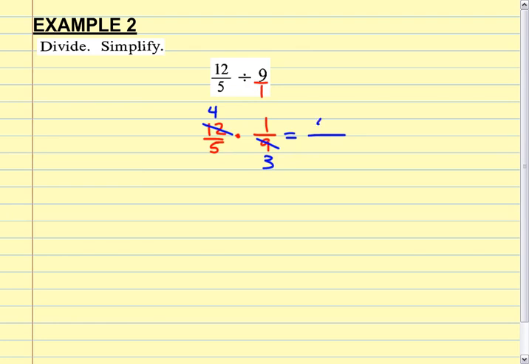4 times 1 is 4. 5 times 3 is 15. Okay? Perfect. Done. Any questions about that? You guys feel good? Excellent job. Let's look at the next one.